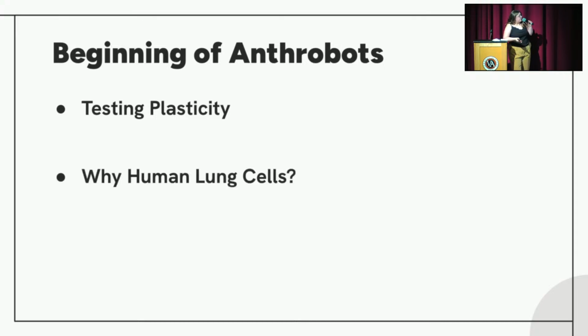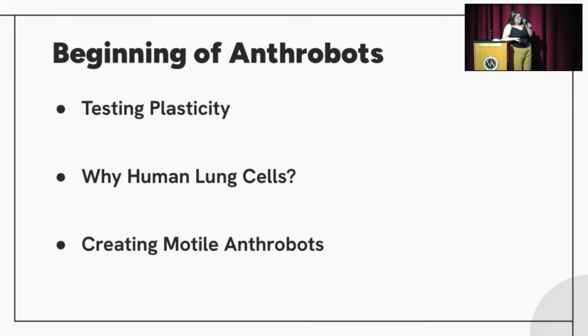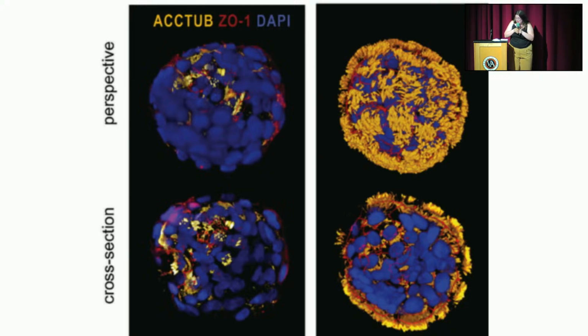So why did the researchers decide to use human lung cells? They decided to use human bronchial epithelial cells because of the cell's existing ability to form multicellular spheroids that have cilia-lined lumina. To make the anthrobots motile, they had to figure out how to get the cilia to face outward and not just inside towards the lumina. Spoiler alert, they figured it out.